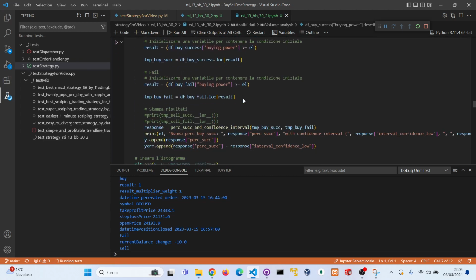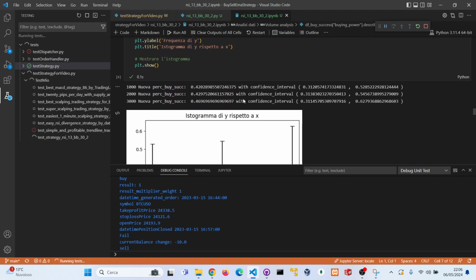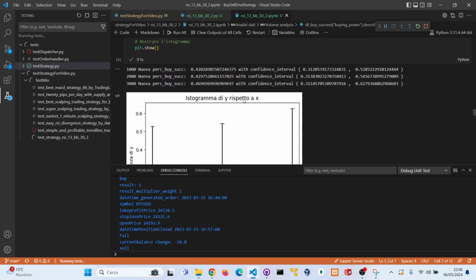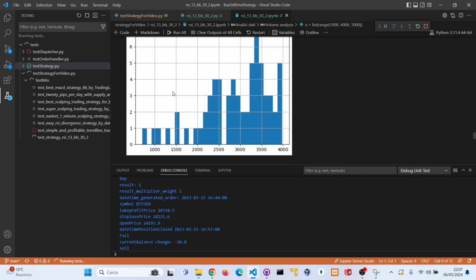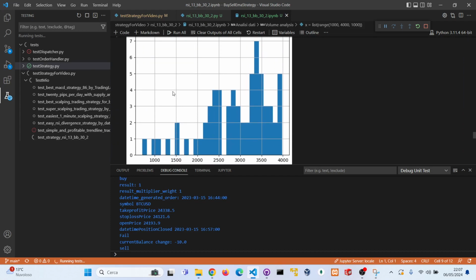So I have tried to change the minimum buying power, and I found that if you take only positions that required at least 3,000 of buying power, I remind you that the starting account is $1,000. So what does 3,000 mean? It means that you need 3 as leverage. And the same thing was noticed for the short positions.